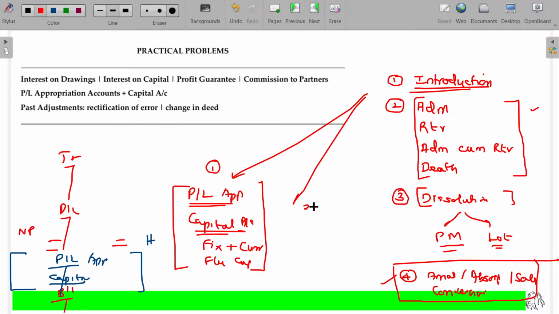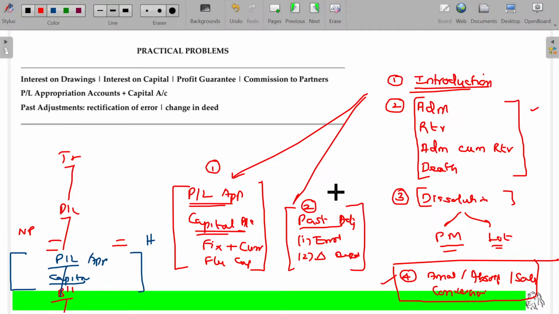Apart from that, the second part will be past adjustments. Past adjustment related to either rectification of error or related to change in the deed. Okay, so if you want to be a master in this particular chapter, you have to be a master here. This is similar to the rectification of errors chapter, which needs more understanding of the accounts. Similarly, the rectification of what was wrongly done earlier to share the profits and losses to the partners will be a complicated one. That will be named as past adjustment.